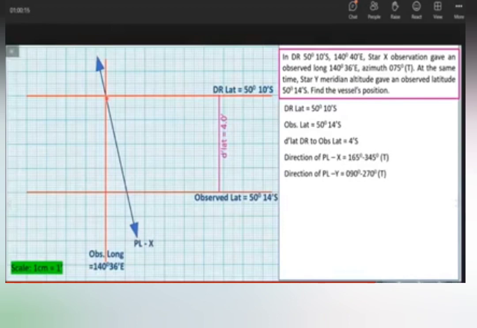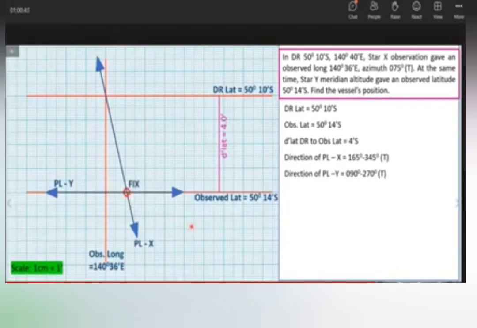PL for star Y is going to coincide with the observed parallel of latitude. So here is the PL for star Y, which should have been drawn through observed lat and DR long, but since it's east-west, it doesn't matter whether DR long is marked or not. Now the two PLs, being for the same time, intersect here. So this becomes the fix of the vessel.